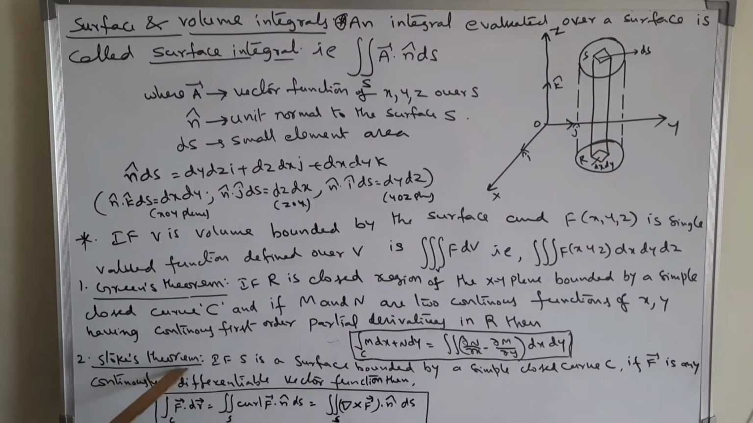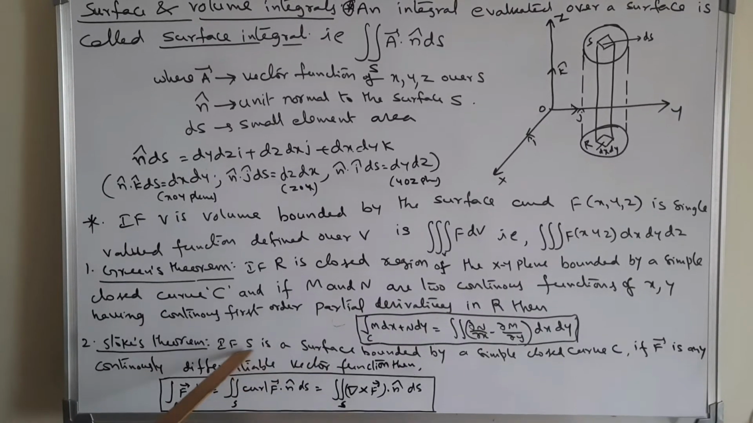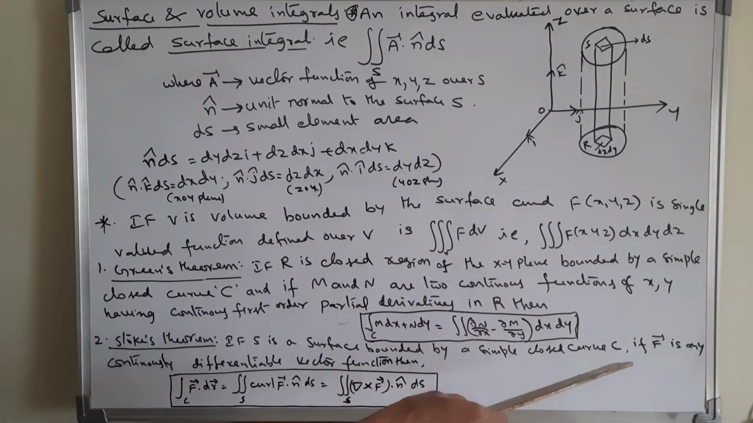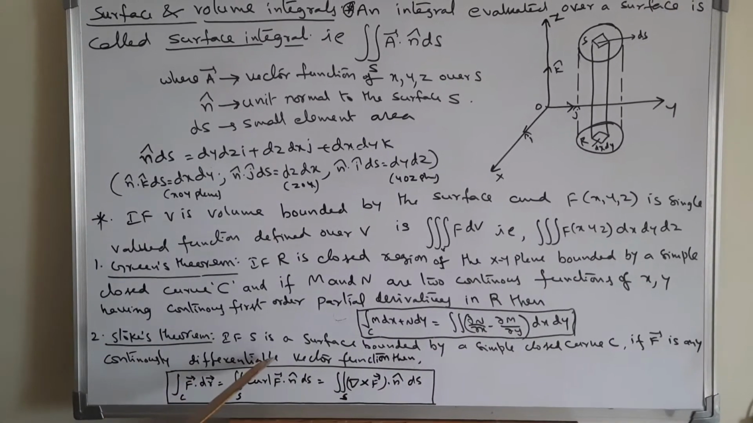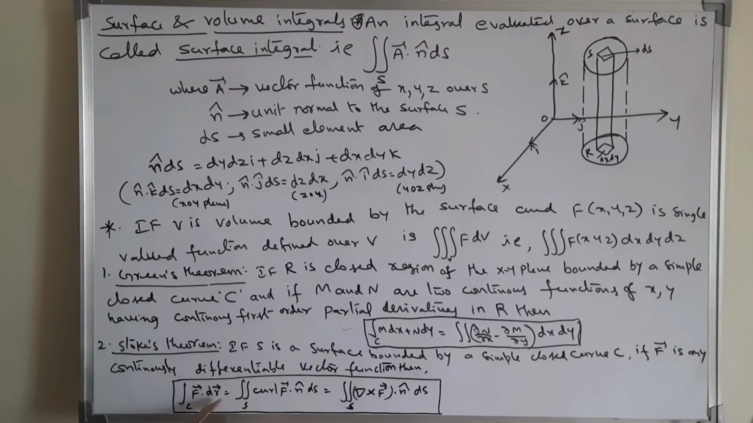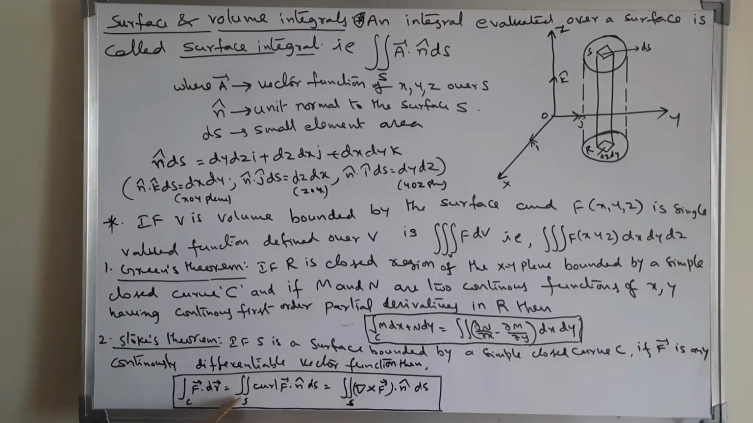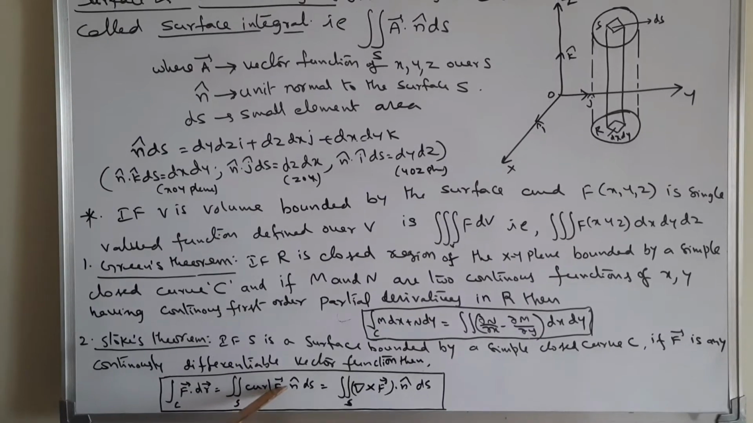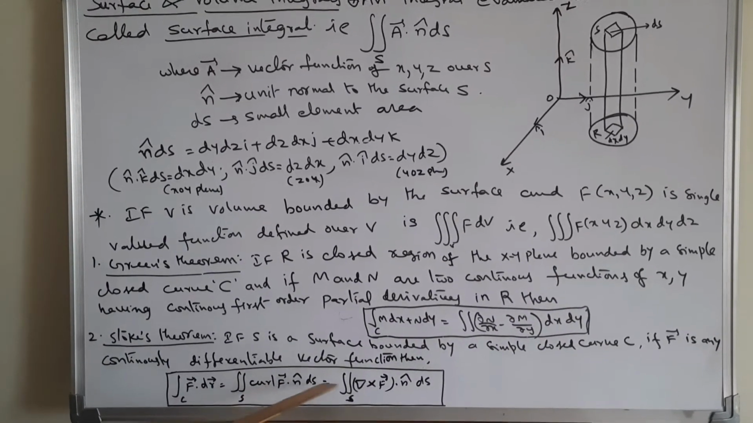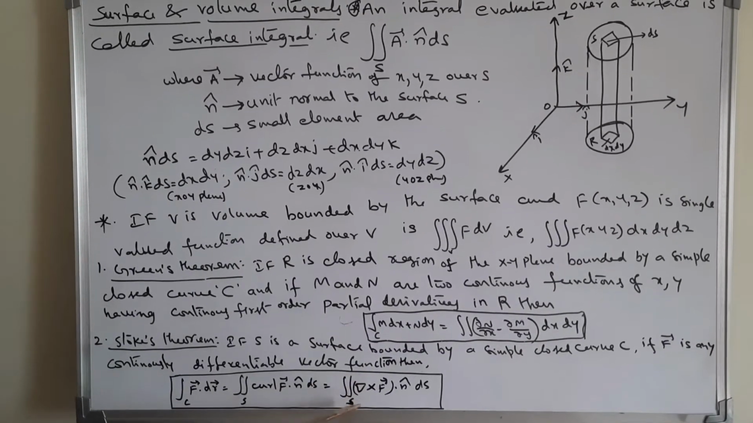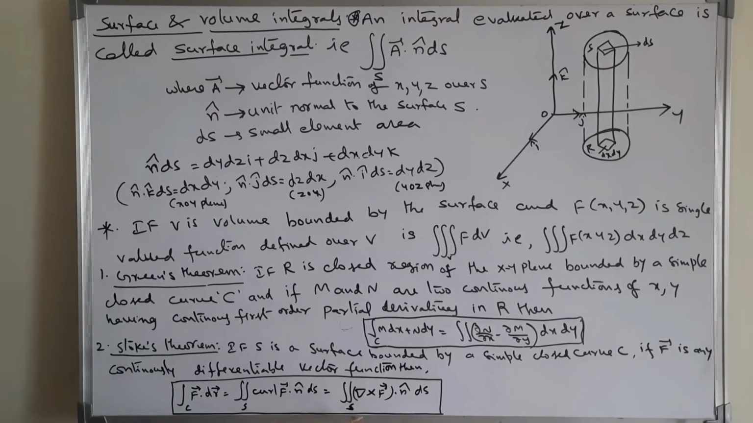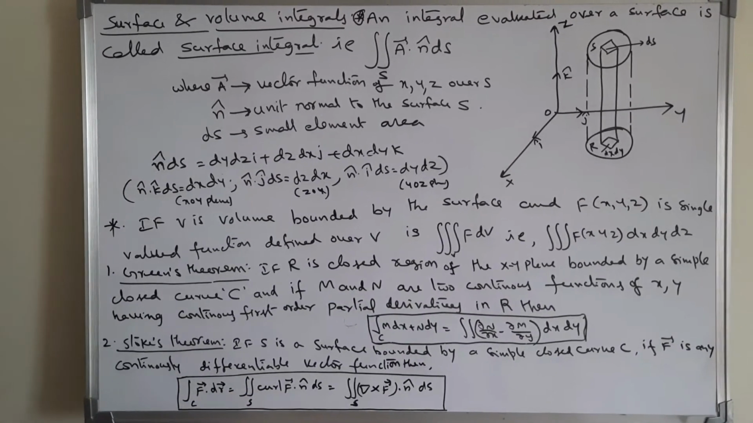Next is Stokes' theorem. The statement is, if S is a surface bounded by the simple closed curve C, and if F bar is any continuous differentiable vector function, then the integral of F bar dot dr bar over C is equal to the double integral of curl F bar dot n cap dS over S. Curl means del cross F bar. So the double integral of del cross F bar dot n cap dS over S. This is the statement of Stokes' theorem.